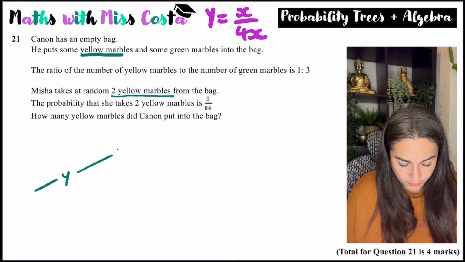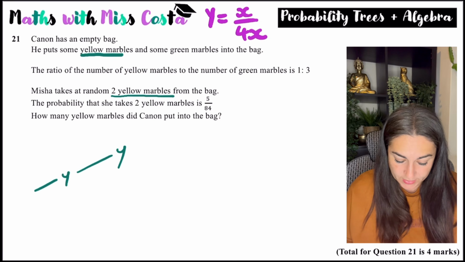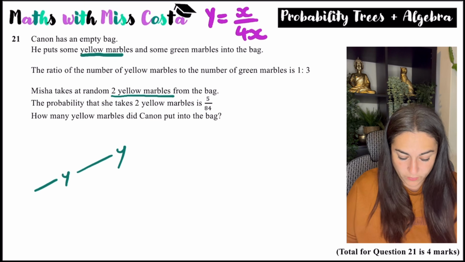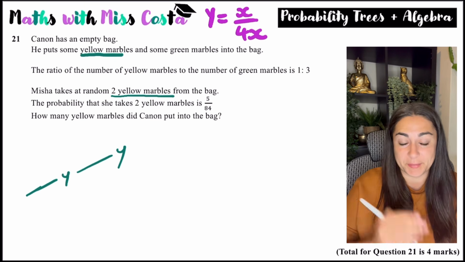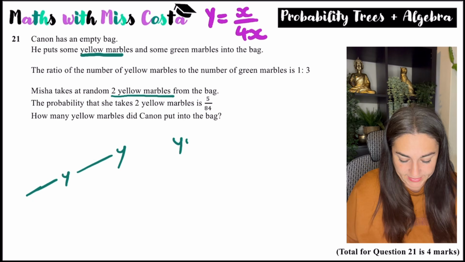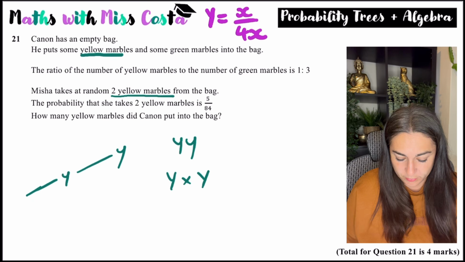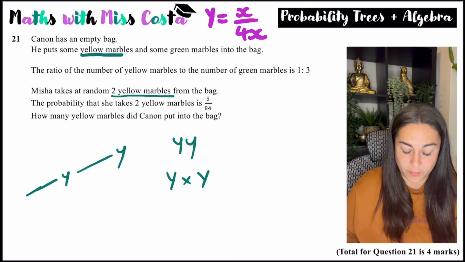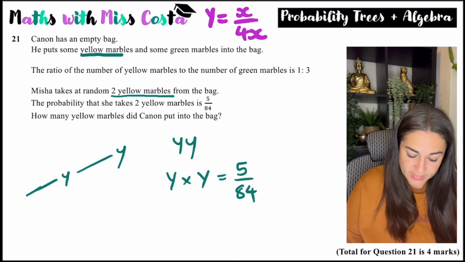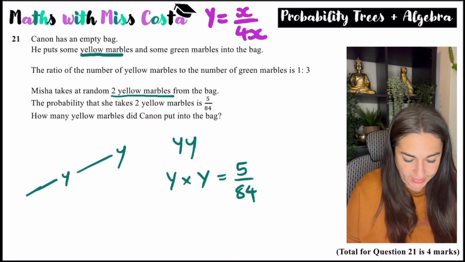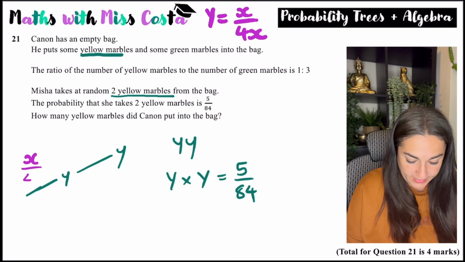So if I were to do a probability tree, it would look like this. And the probability that she takes 2 yellow marbles is 5 over 84. So I could do the whole probability tree, but that's not a good use of my time because I know the route I'm going to take, which is yellow, yellow. So I know that the probability of yellow times the probability of taking another yellow marble is going to be 5 over 84, because when I go along the branches, I multiply. So the original probability of getting a yellow marble would be x over 4x.